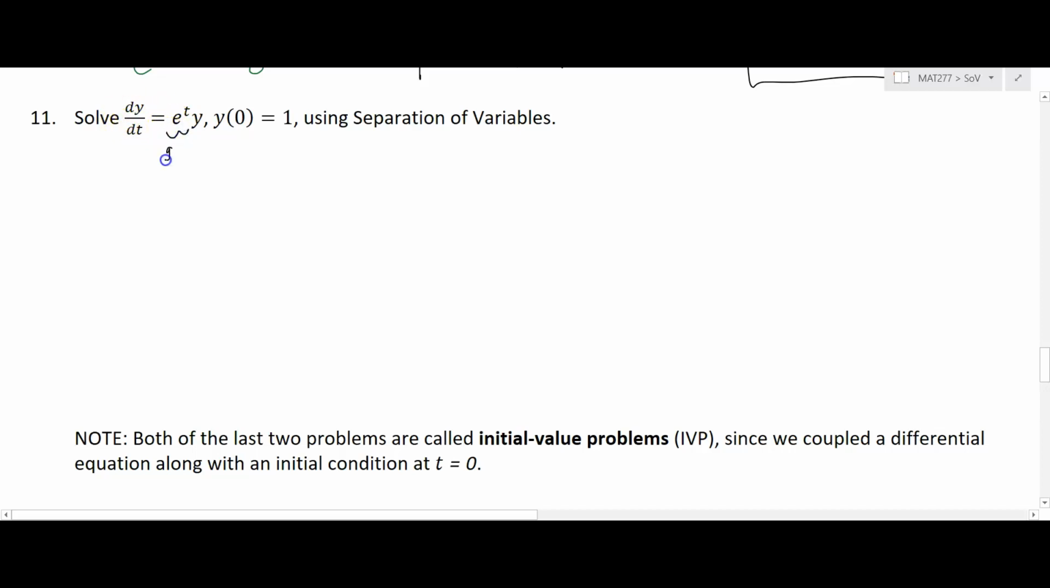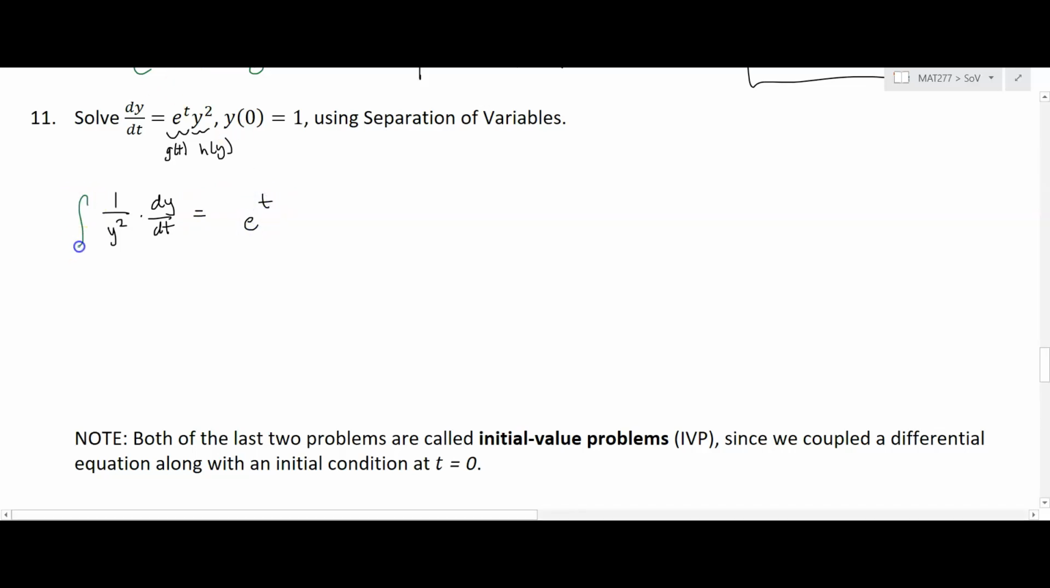In this problem here, we're going to do, once again, the same thing. I see that I have a g of t, and I have my h of y. Now, h of y doesn't have to be y to the first power. It could be y squared, for example. In fact, let's go ahead and do that. So with a y squared in there, let's make things a little bit more interesting, so we don't always have to end up with natural log of y. But what I'll do once again is just divide the function of y over to the left-hand side. Make this 1 over y squared times dy dt equal to e to the t.